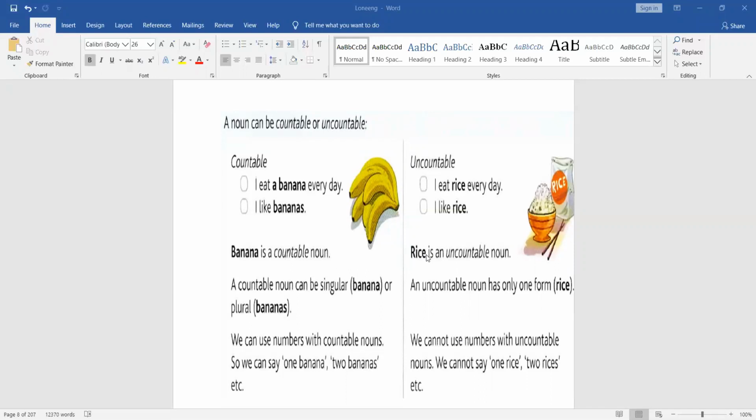Now the next one is uncountable. I eat rice every day. Now rice, again, you cannot count it. It's practically not possible to count it, right? So you say I eat rice, and then you can also say I like rice. So here, if you see, bananas can be counted. The maximum you can do is count 10, 12, 100, right? But it's very difficult to count the number of rice grains in a packet or in a bag. All right, so now I hope you understood what are countables and what are uncountables.